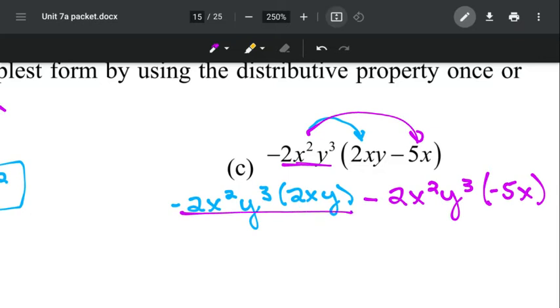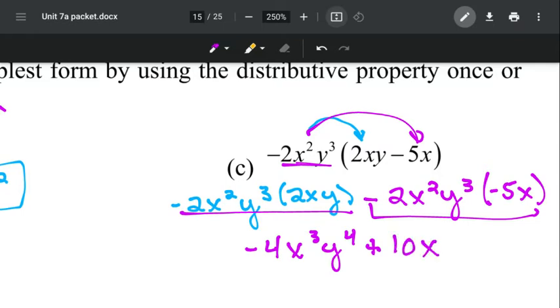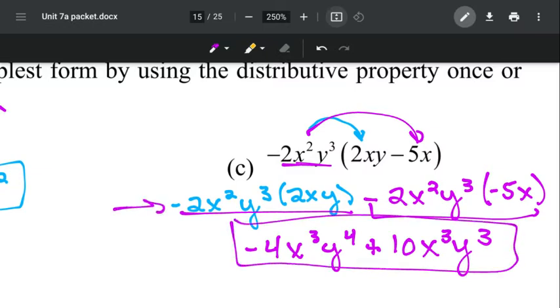Then you have to multiply this. So I have negative 4. Add your exponents. And then I'm going to do the same thing here. Plus negative 2 times negative 5. 10x to the 3rd. Add those exponents. If this step right here seems like too much, well, then you can skip that step.